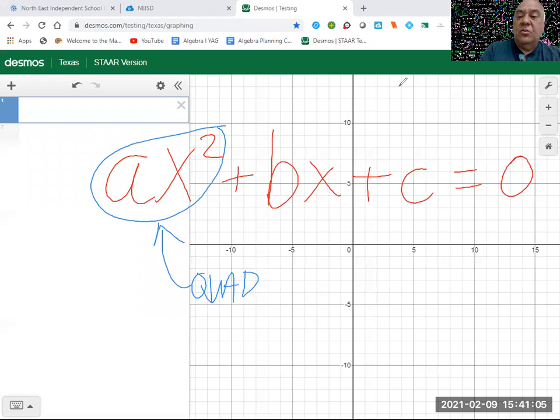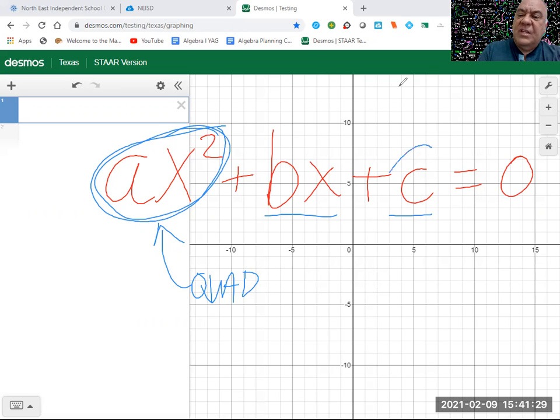Without it, you just have bx plus c, that'd be a linear function. If you had x cubed, that's a different function altogether, a different polynomial. So you need the x squared term. That's the highest exponent you can have. It can be by itself. You don't need this one and you don't need that one, but you definitely need that one for it to be a quadratic. And we'll look at those in just a minute.